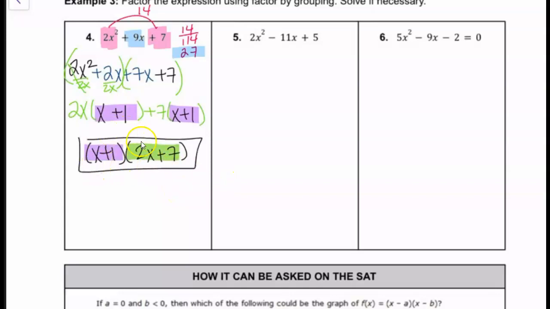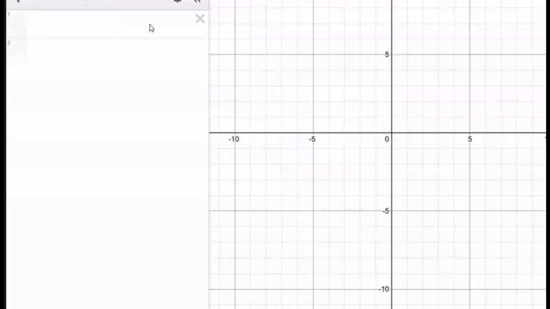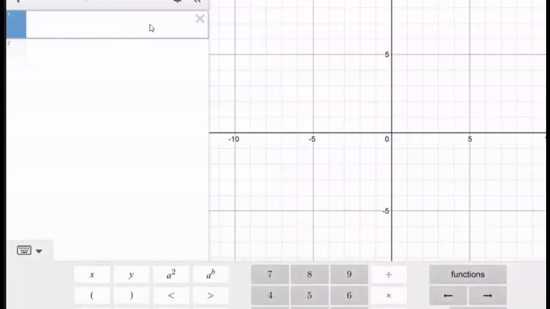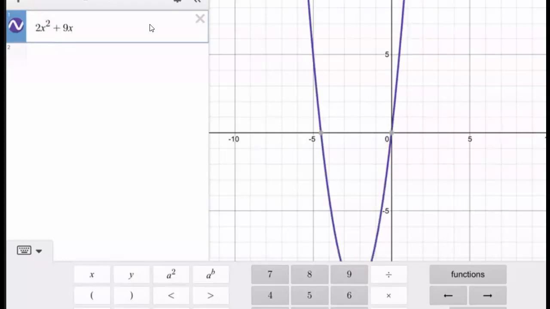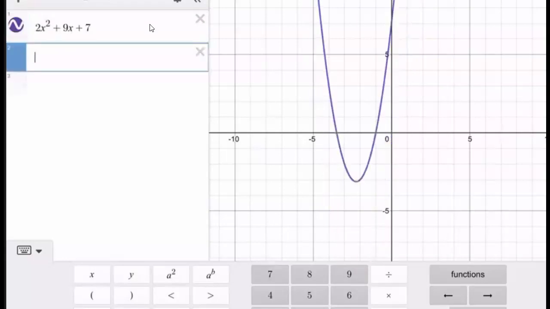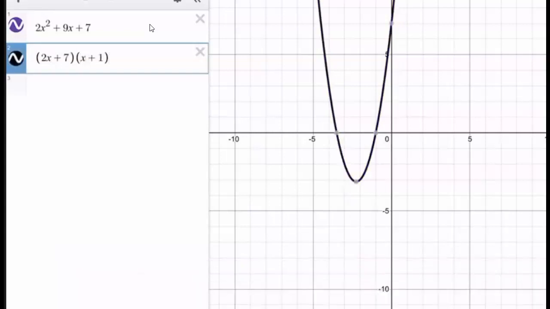Now, if you want, you can double distribute to make sure it's the same thing. Or if you want to check your answers, you can go back to Desmos and you can type out your original problem. So our original problem is 2x squared plus 9x plus 7. And then we got 2x plus 7 and x plus 1. And we can see they're the same.